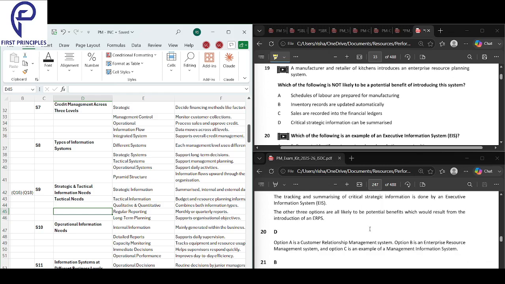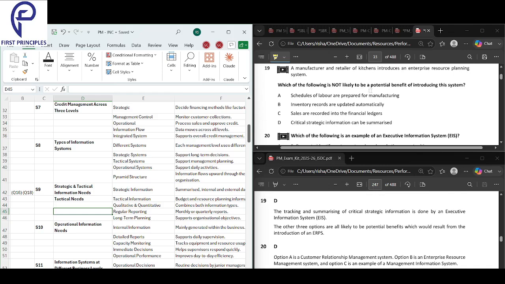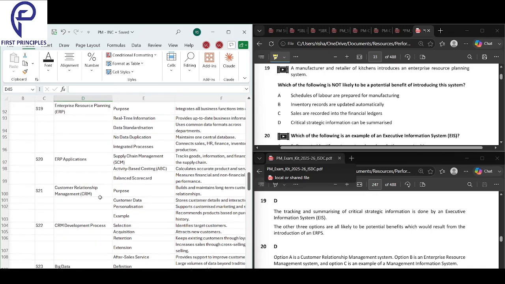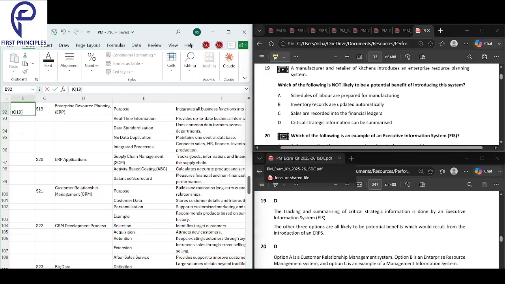Next, which of the following is not likely a potential benefit of introducing this system? A manufacturer and retailer of kitchens introduces an ERP. So ERP we had done today. Benefits of ERP here: first of all, schedules of labor are prepared for manufacturing, which is not a benefit. Inventory records update automatically in real time. Sales are according to financial ledgers. It's an integrated process. It doesn't summarize anything, right? It just integrates everything. There's an integration for sure, but there's no summarization as such that they have clarified over here.